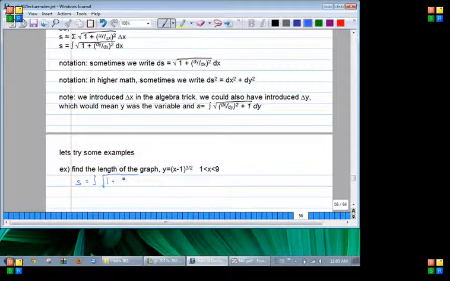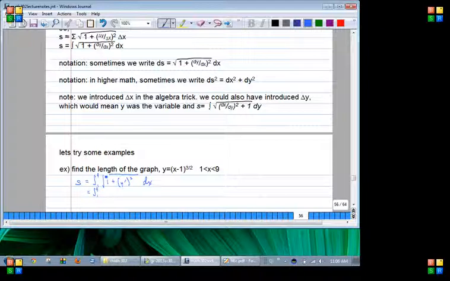So the square root of 1 plus the derivative of y squared. I guess the formal notation is dy dx. What's a nice shorter notation for that? Y prime. Y prime, squared, dx. And what's missing? From 1 to 9. Okay. So now we should continue to go ahead and do it. So the integral from 1 to 9.